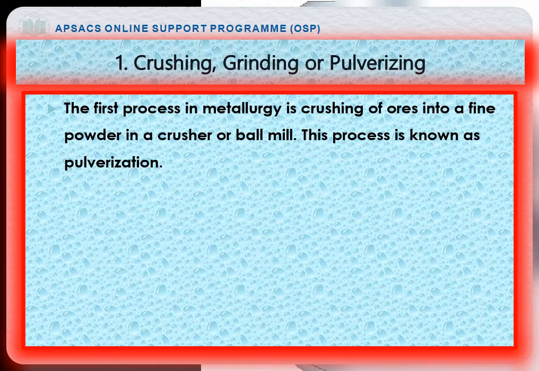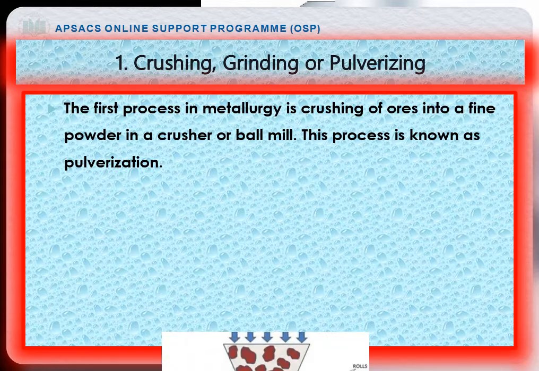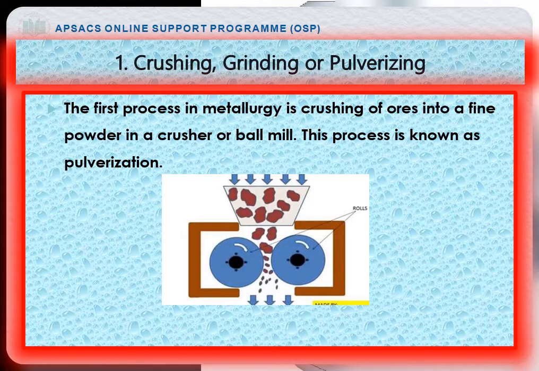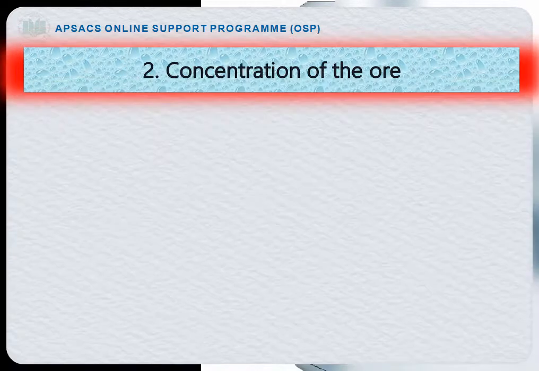The first process in basic metallurgy is crushing, grinding and pulverizing. The first process in metallurgy is crushing of ore into a fine powder in a crusher or a ball mill. The process is known as pulverization. Look at the diagram. Here 2 rollers, or you can also say ball mill or crusher, are used to convert these ores into a fine powder. These move in the same direction to convert it into a fine powder.